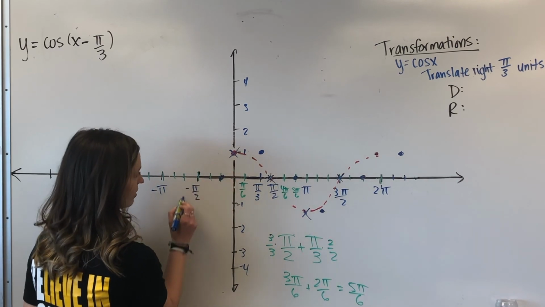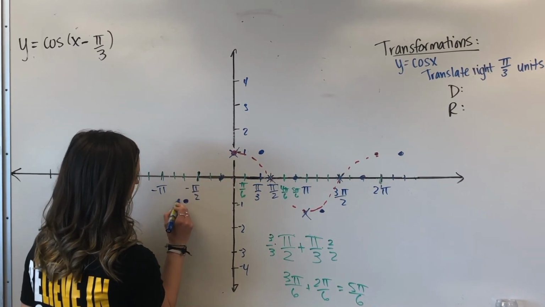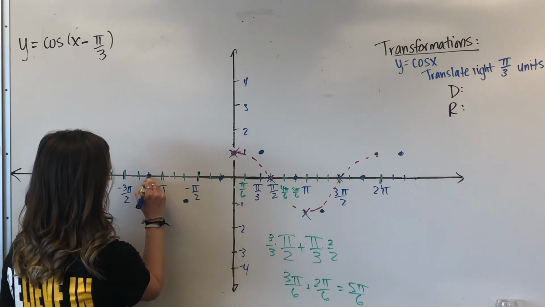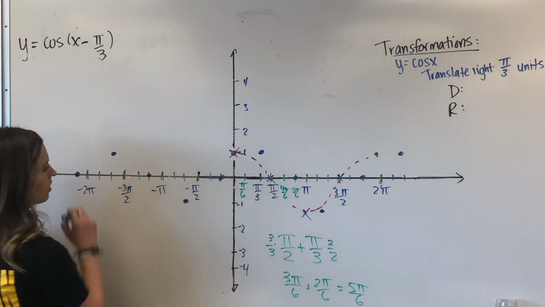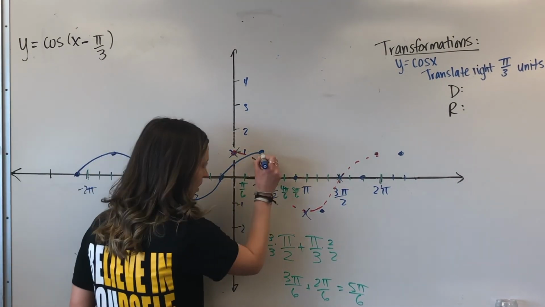1, 2, 3, to continue the pattern, I'd be low. 1, 2, 3, back up to 0. 1, 2, 3, high. 1, 2, 3, 0.